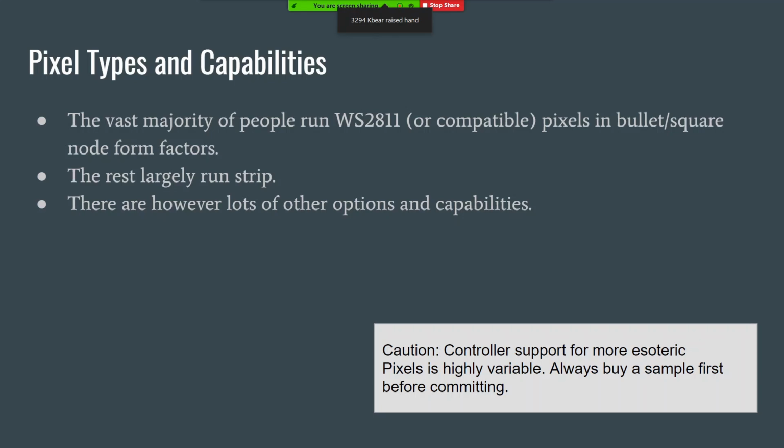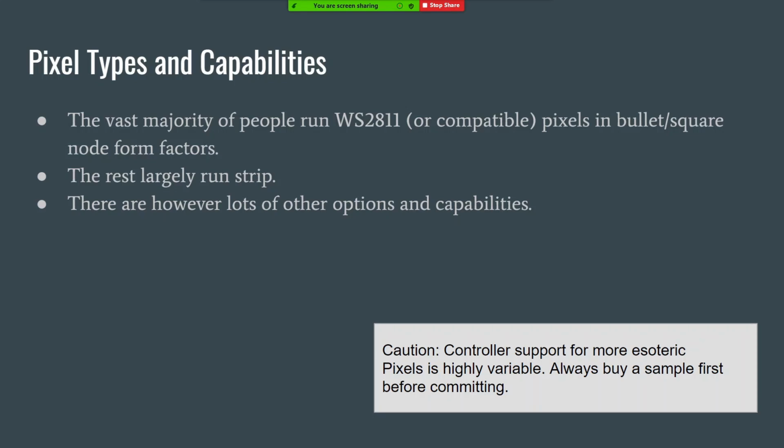So let's talk about pixel types and capabilities. As hard as it is to believe, WS2811 12 volt regulated, resistive and 5 volt pixels aren't the only sorts of pixels that are out there. There's actually a huge variety of pixels out there, and I wanted to go through some of those different types. Not the form factors, there's obviously lots of form factors of pixels, but the actual chips themselves and the capabilities of those chips and what they do. The vast majority of people run 2811 or a compatible version, and we'll talk about that.